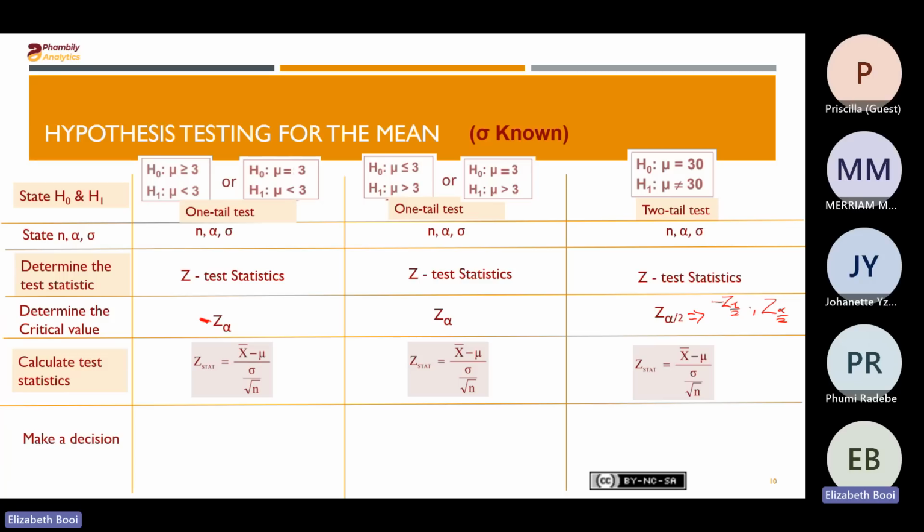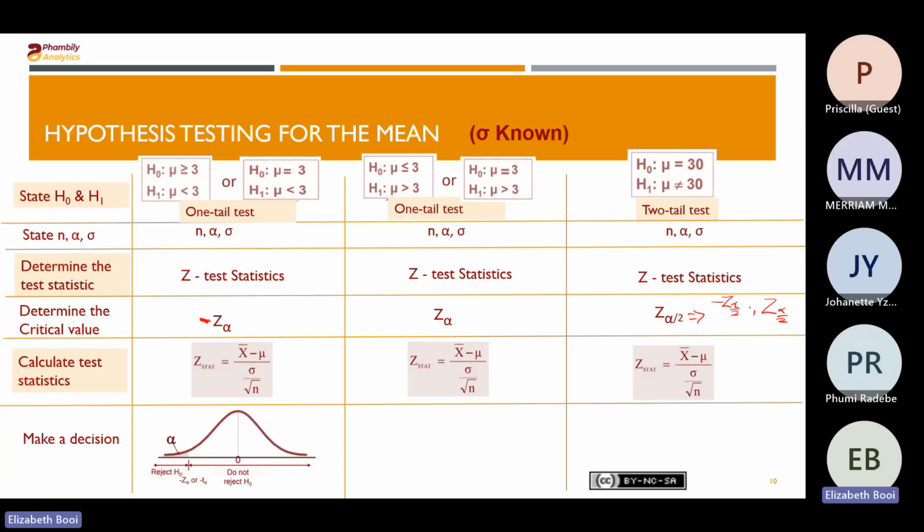Once we have calculated the critical value and we have got the region of rejection, then we can go and make a decision. I usually like to draw up the picture like this because it helps me visualize what I'm going to be doing in terms of the rule or the decision. The rule says if your Z test statistic is less than your critical value, or your region of rejection, you're going to reject the null hypothesis.